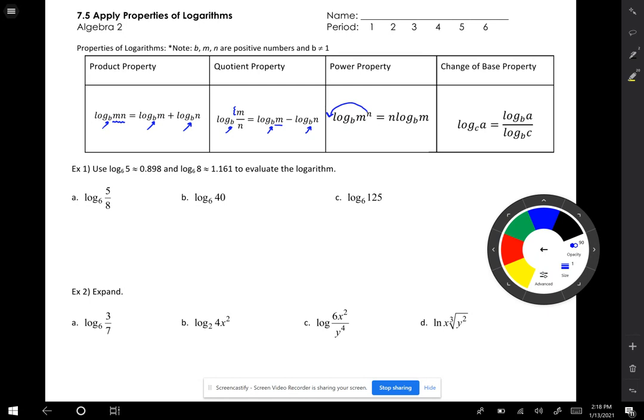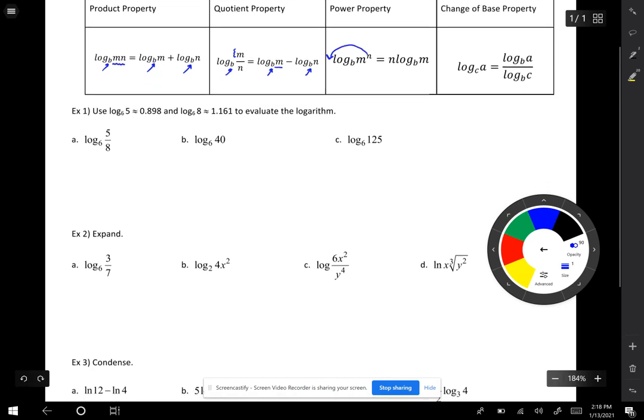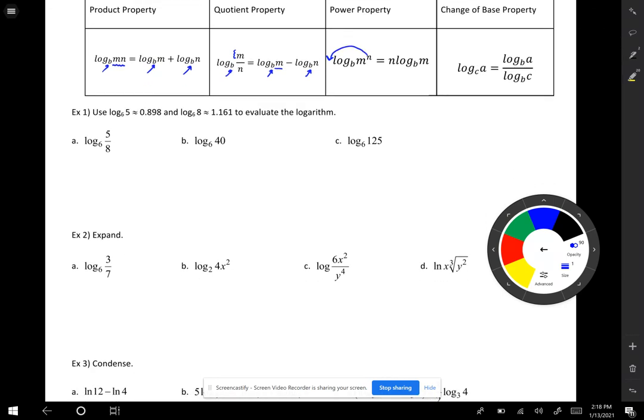So let's start with example number 1. Use log base 6. So use these two pieces of information, use this and use that to evaluate those logs. Okay, so we are going to use the first 3 properties, either product property, quotient, power, or several.